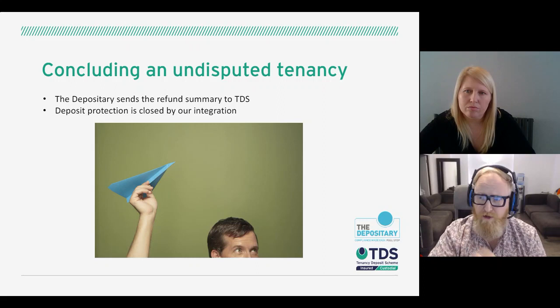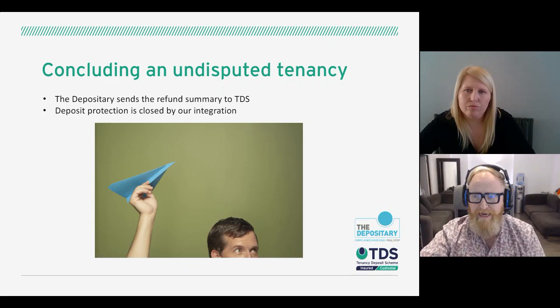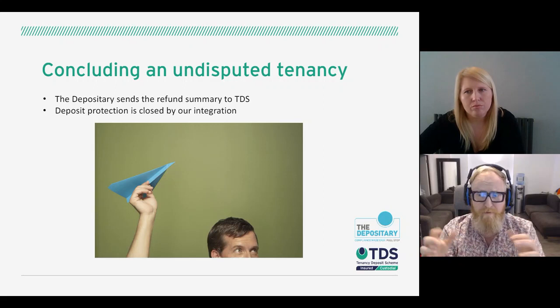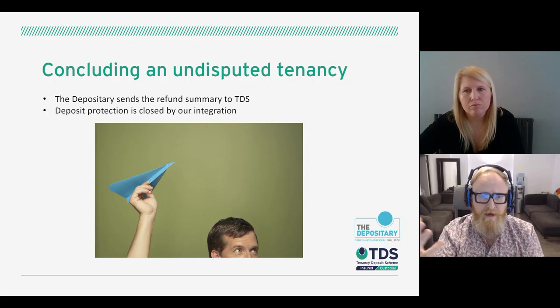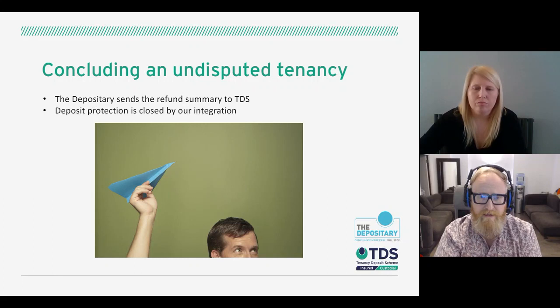The moment you click that button, our API integration with TDS Custodial tells them exactly that: deductions have been agreed, this is the breakdown. Within our platform, that now closes off the tenancy. We generate a completion report, and we capture a call in the log on the platform that says this has all been sent to TDS. TDS at that point will then simply re-verify those charges with the tenant and distribute the funds accordingly.